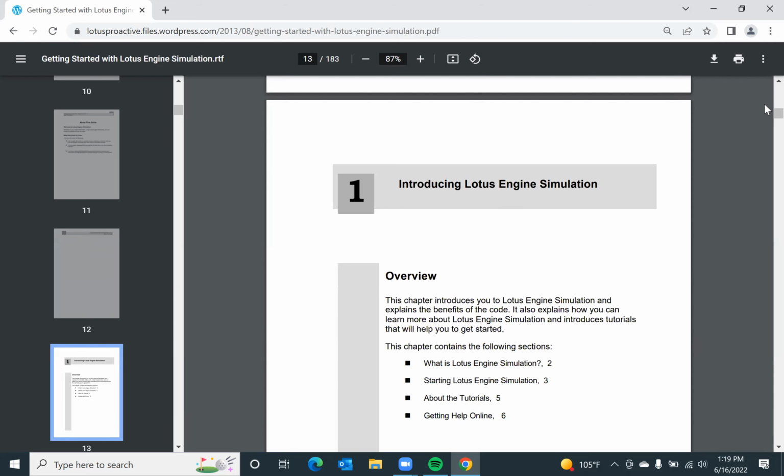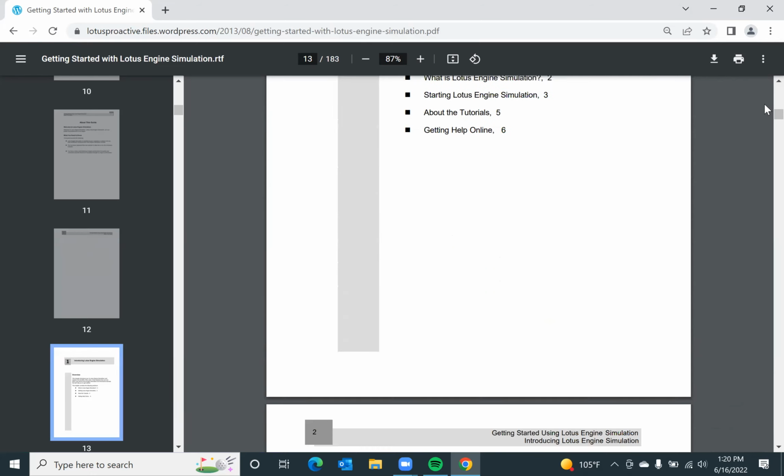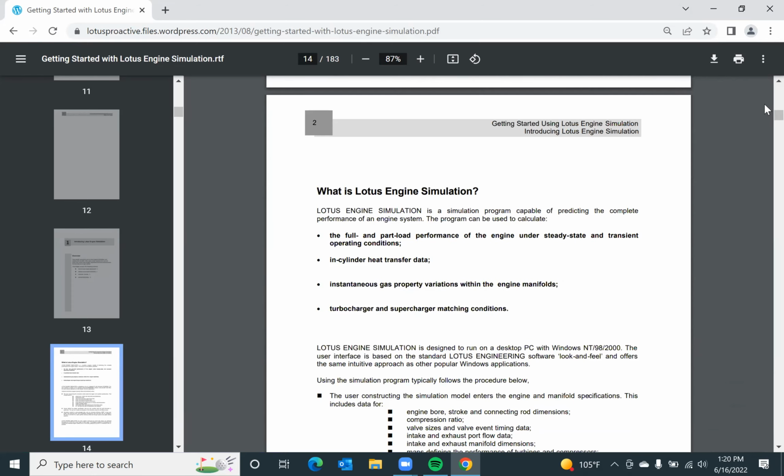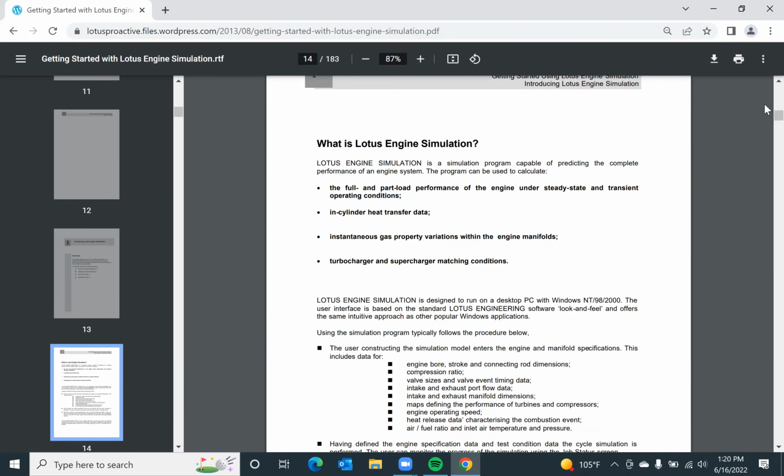So I presume at this time, most of you are downloading the software. If you download the software, please install it, and I will quickly walk you through what it is. Lotus engine simulation is a comprehensive engine simulation software, and that is actually validated. This software originated at Lotus Cars, and you can visit the Lotus Cars website. They build fantastic European cars, exotic high performance cars.